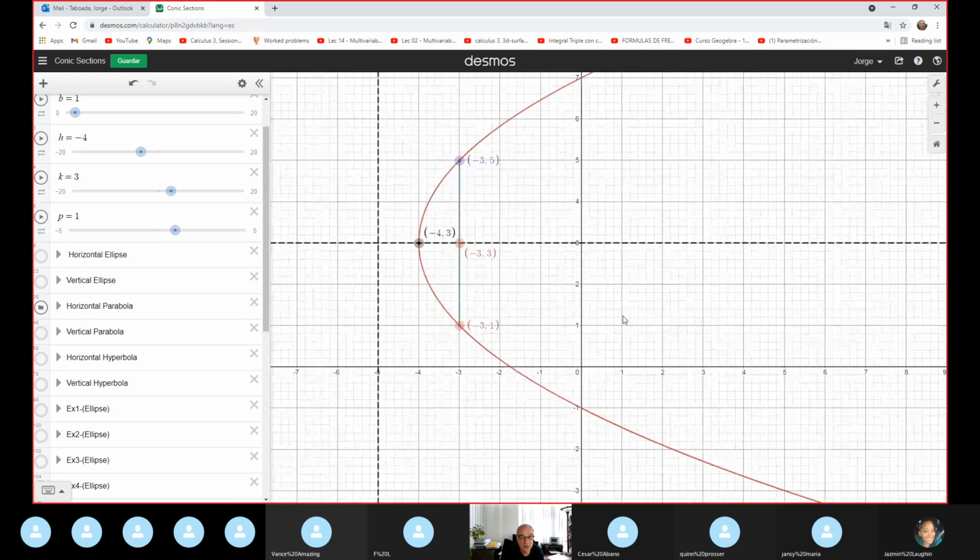And you can see the vertex is located at the point -4, 3. The focus is located at -3, 3, positive. The endpoints of the focal diameter are -3, 5 and -3, 1. The axial symmetry is the line y = 3, and the directrix is the line x = -5.